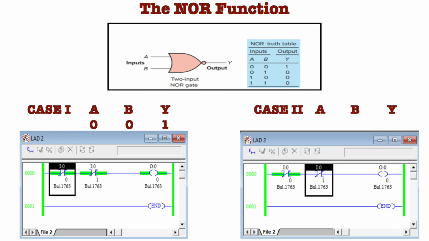Okay, but in the second case, when A is 0 and B is 1, A will remain in its normally closed condition, but since B is getting 1, it will change its state from normally closed to normally open. There will be no path for the power flow and we will get a 0 output in this case.